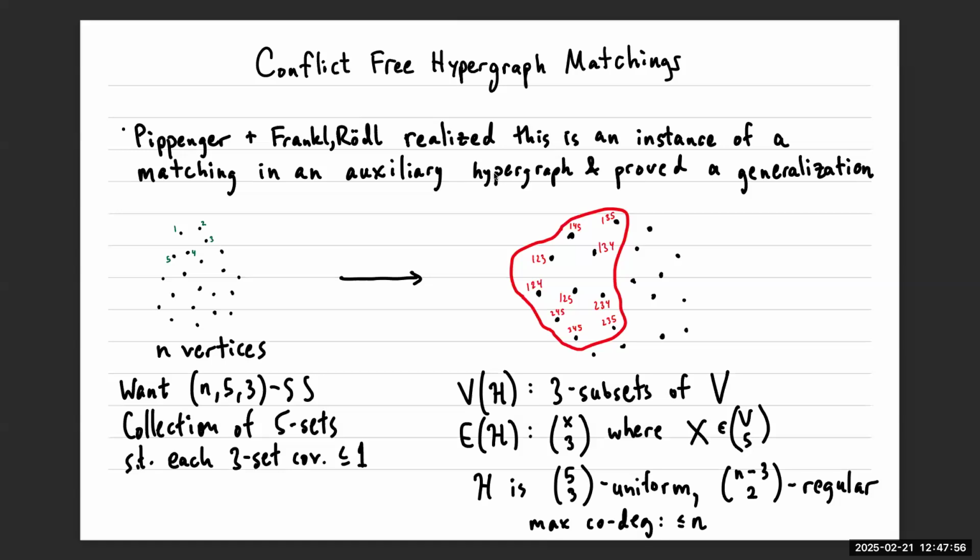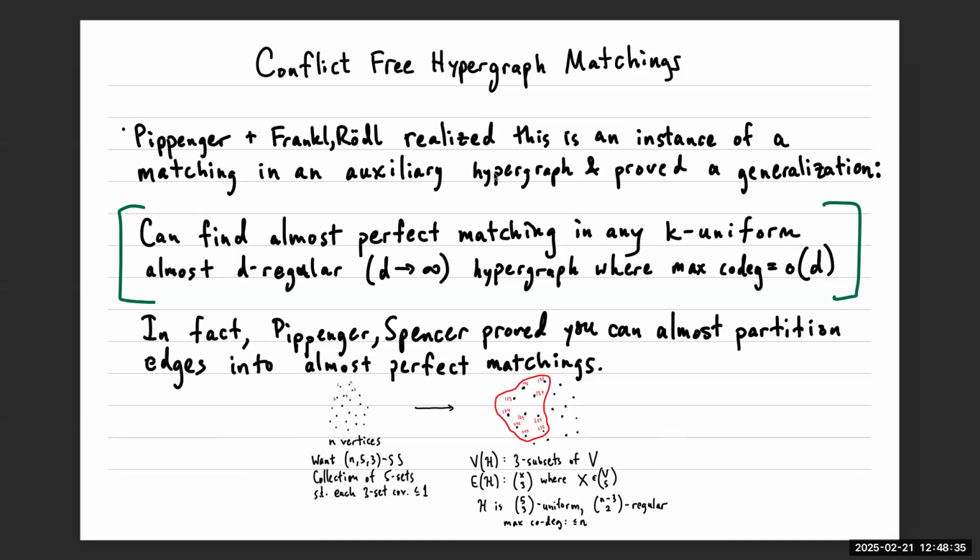What if you find a perfect matching in here? A perfect matching in a hypergraph is a bunch of vertex-disjoint edges. Suppose each edge corresponds to a 5-subset. The fact that it's a matching means every 3-subset is covered exactly once. So a perfect matching in this auxiliary thing corresponds to an (n,5,3) Steiner system, and an almost perfect matching corresponds to an almost Steiner system.